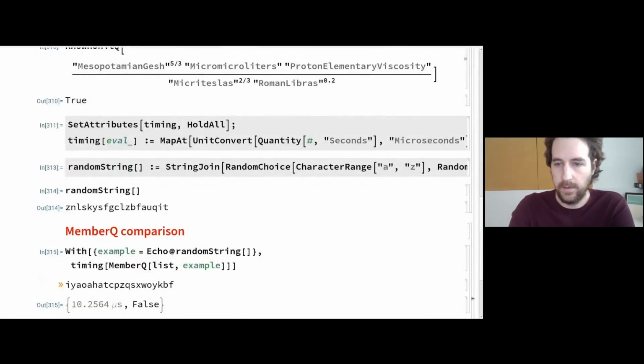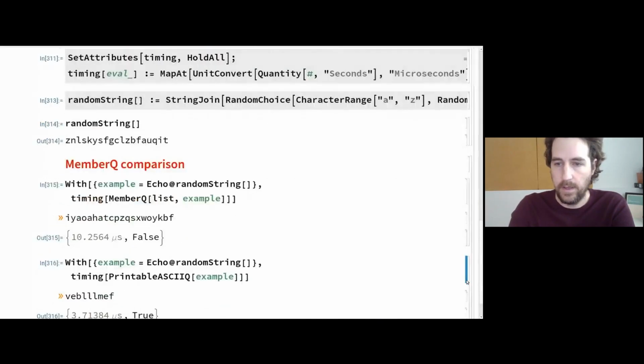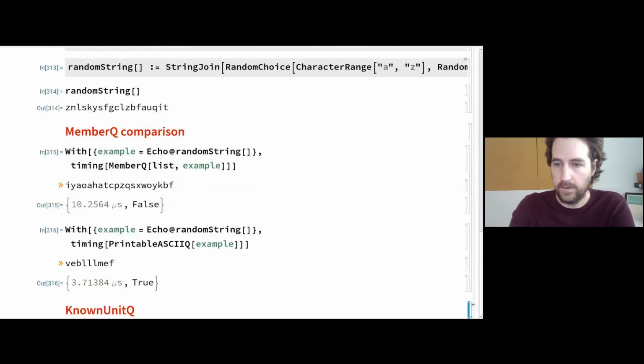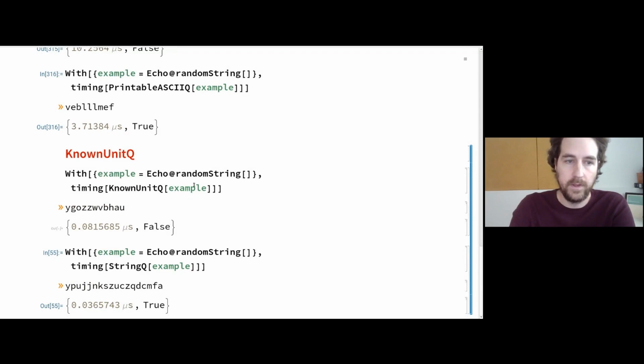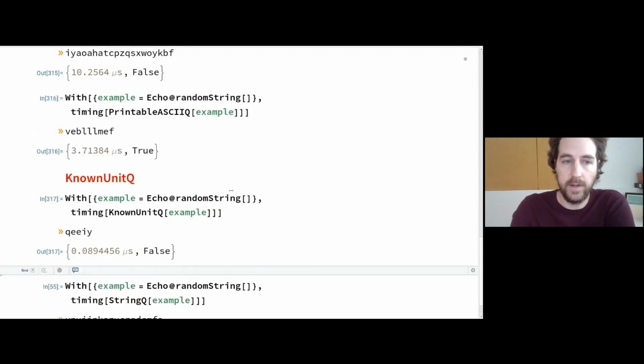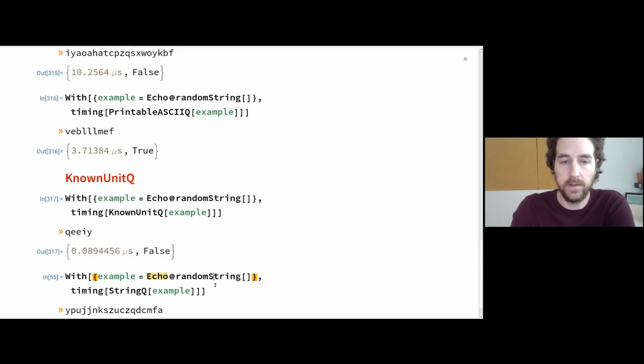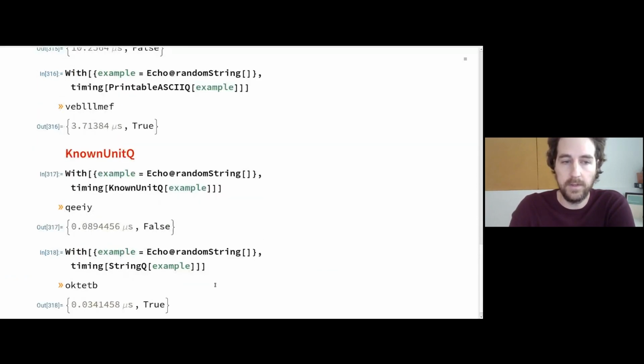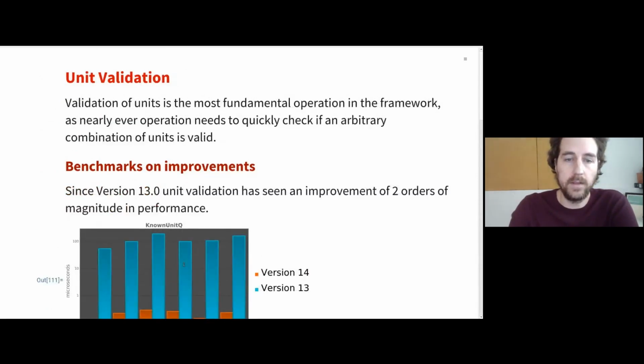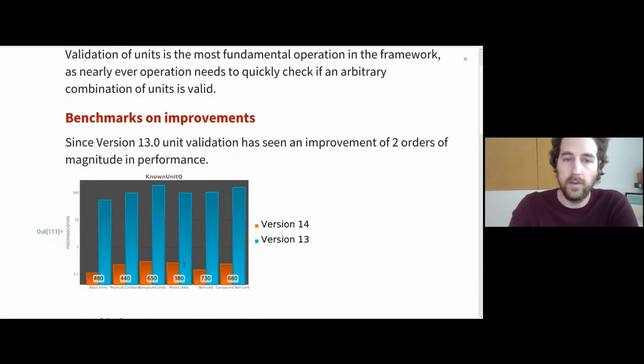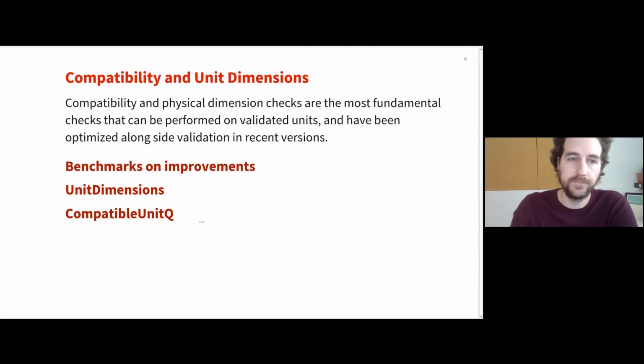So just as a test case here for how we've done this in KnownUnitQ, if we look at the evaluation time for doing the same thing with a random string, we are down under a tenth of a microsecond to do that evaluation. That is nearly the same evaluation time that is needed to check whether that expression is a string. So again, this is our most fundamental step in the unit framework. We need to know whether something is a valid unit to process it, and we've made it basically as fast as we can with working with expressions.